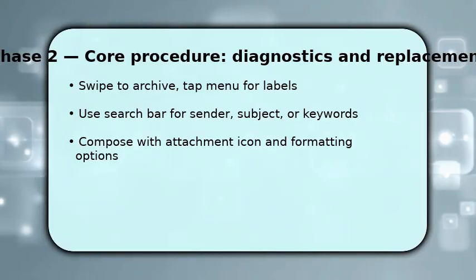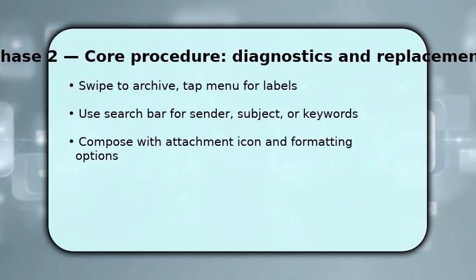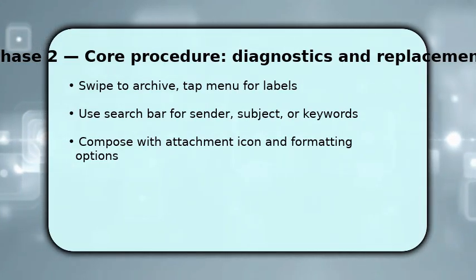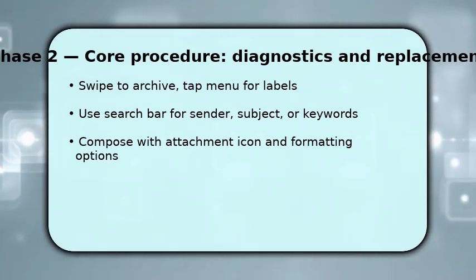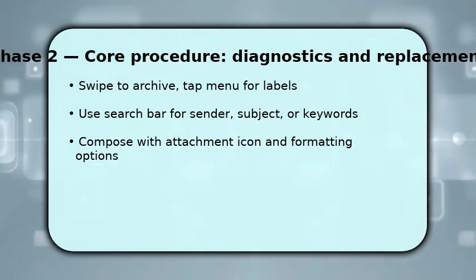Use the search bar at the top for sender names, subject text, or keywords to find emails fast. When composing, tap the paperclip to attach files or the formatting icon to bold and add bullets. These steps make replies clear and maintain your inbox order.